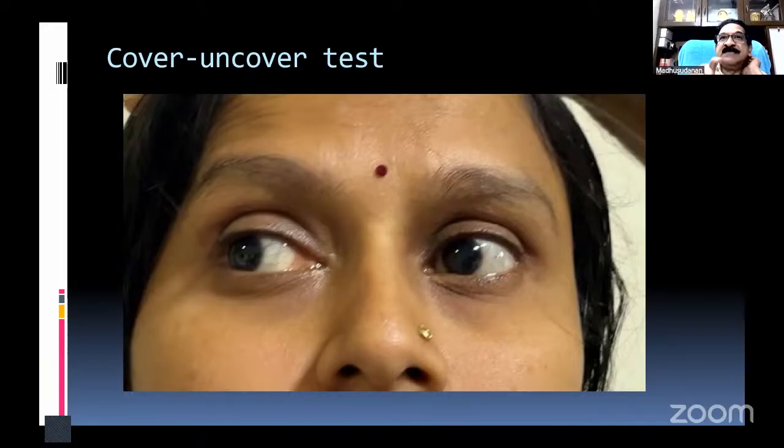But if it's a paralytic squint, what happens? When you cover the normal eye, she's forced to fix with the paralytic eye. When you remove the cover or put the cover on the other eye, you find that the deviated eye will come back. That way you can differentiate whether it's a paralytic squint or not by cover and uncover test. So here it is more favoring a concomitant squint.